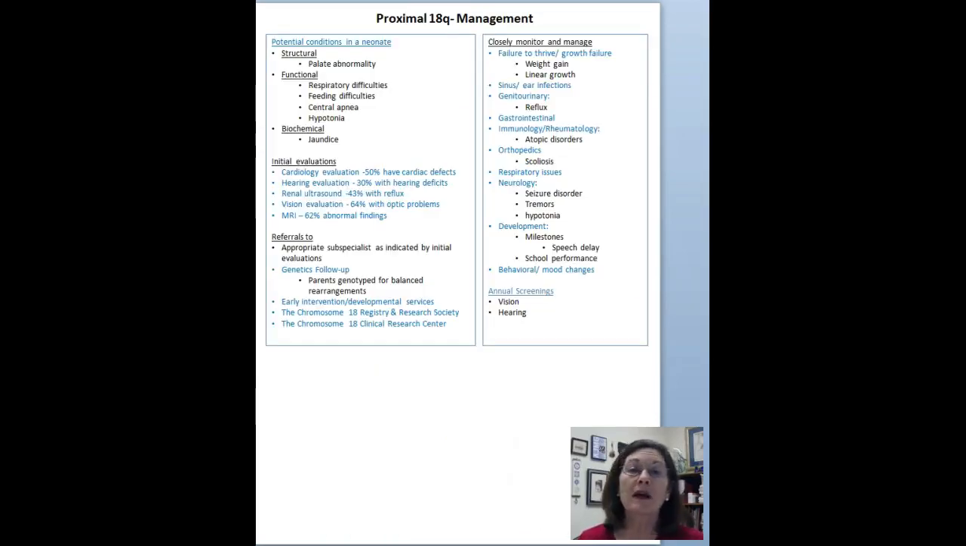So our management guidelines for people with proximal 18q- are set up just as they are for all the other conditions. The first part of that here is potential conditions in the neonate. So in a newborn, if they happen to have a diagnosis when they're a neonate, these are the things they need to look for. Initial evaluations are those things that need to be looked at when they get a diagnosis.